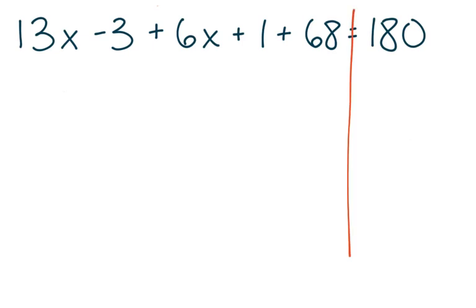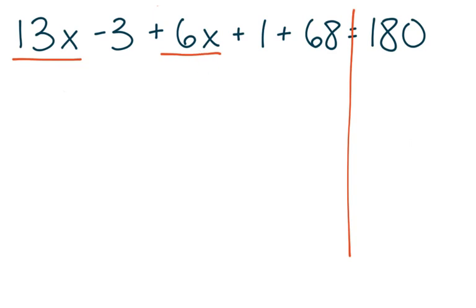I'm always going to start by drawing a line down the equals to keep my equation balanced. Whatever I do to one side, I should do on the other. But before I start doing that, I can rewrite this simpler. So I'm going to simplify the left side of my equation by combining like terms. Do you see any like terms? You should see 13x plus 6x. And those are like terms because they both have that x attached to them.